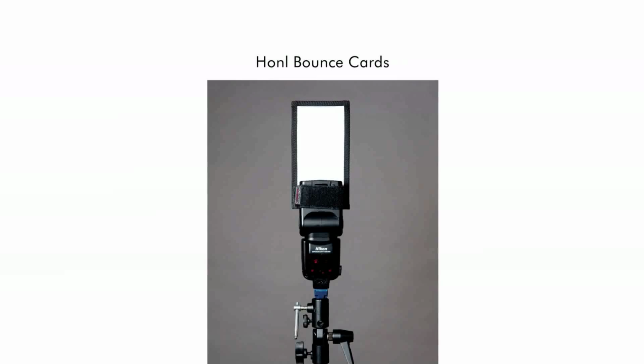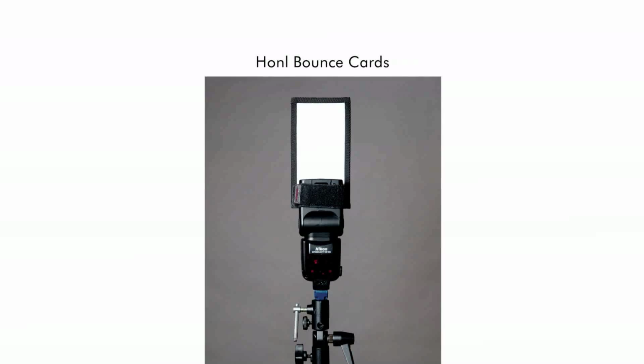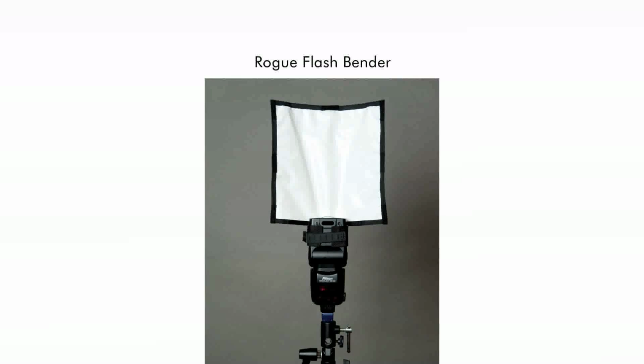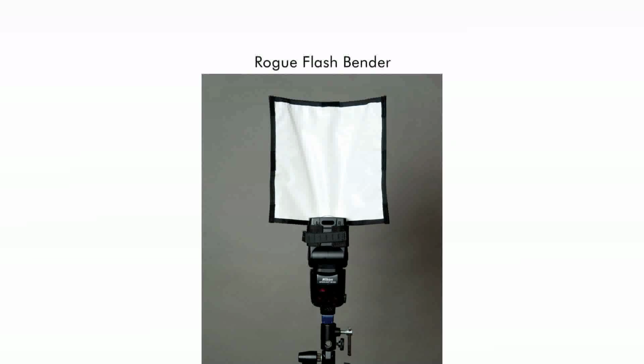You can also buy a bounce card like this one from Honl separately. When shooting with a bounce card, point the flash upward at a 90-degree angle so that light bounces forward onto the subject. This is the effect of using a Honl bounce card. Another option is using the Rogue Flash Bender as a bounce card. Here's the effect of the Rogue Flash Bender.